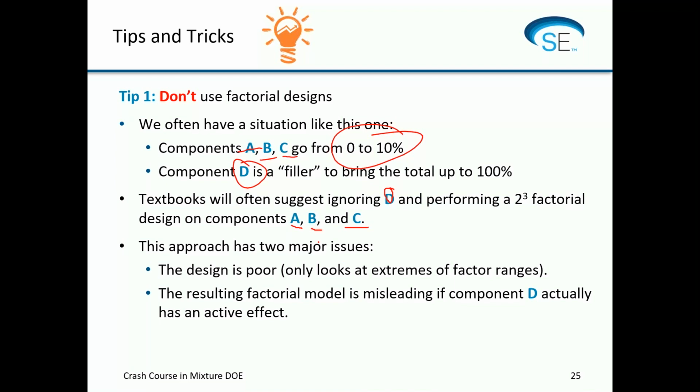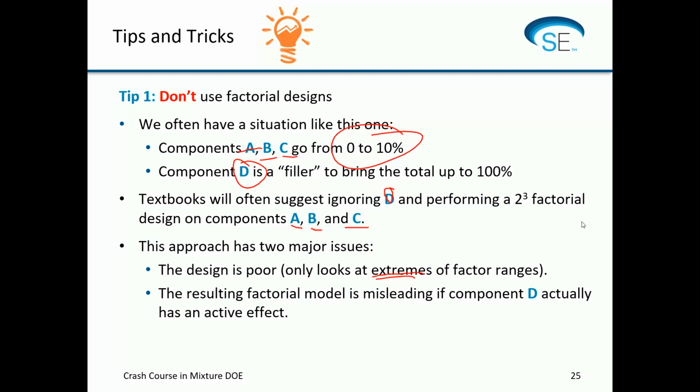First of all, the design that you get is poor. It only looks at the extremes of the factor ranges. So you're only considering 0 and 10%. You're not going to be looking at what happens if B is at 7% or B is at 1.5%.